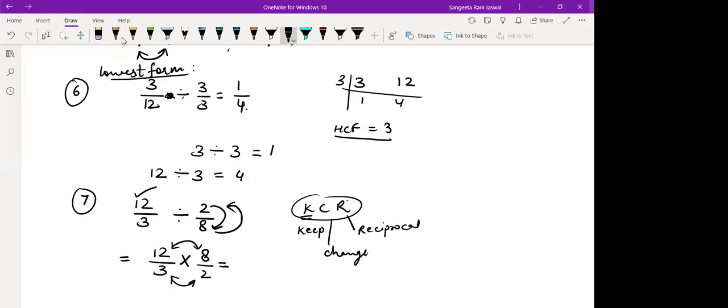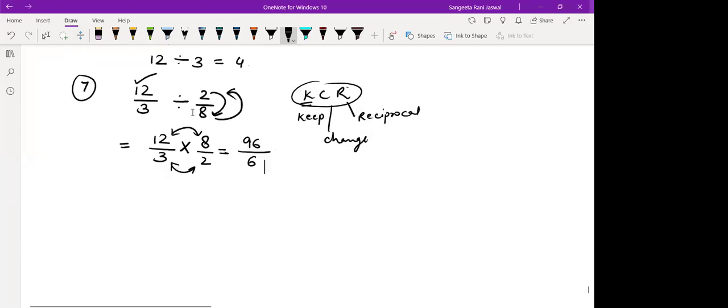So 12 into 8 is 96, and 2 into 3 is 6. I got the answer, ma'am. And now you can reduce it to lower form also. When you reduce it to lower form, what will you do? You will find the HCF of these two numbers, the highest common factor, and you will divide it. You should divide by 6, ma'am. Which will give 16 by 1.